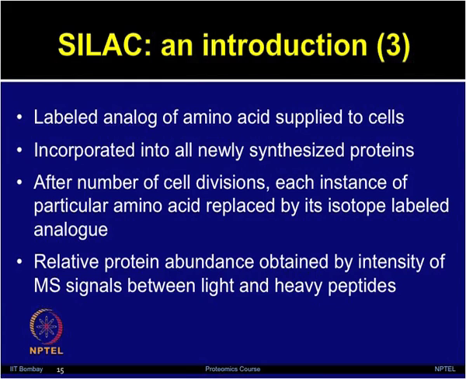After a number of cell divisions, each instance of a particular amino acid is replaced by its isotope labeled analog, and finally, the mass spec can be used for determining the relative protein abundance by the intensity of light and the heavy peptides. So, now we will discuss about SILAC experiment and the workflow to perform a SILAC experiment. So, in the workflow, we will discuss the SILAC protocols and how to incorporate SILAC labels into any given experiment.